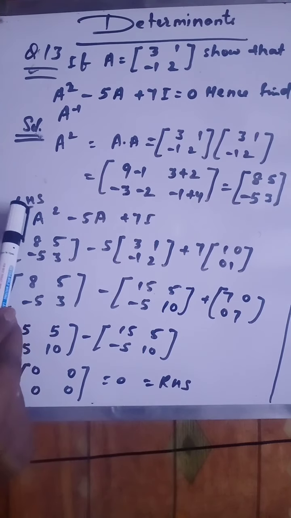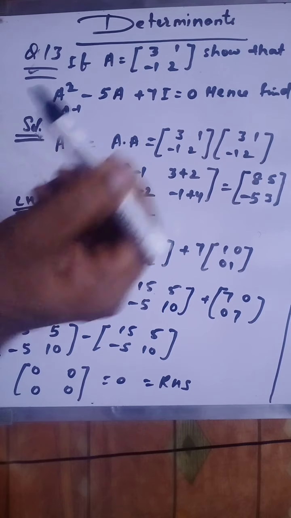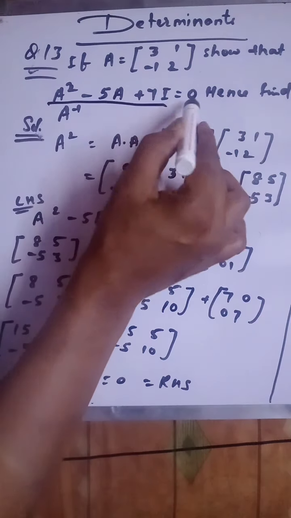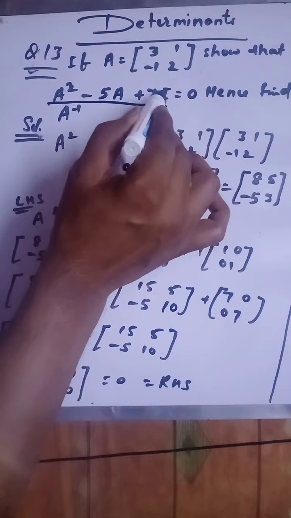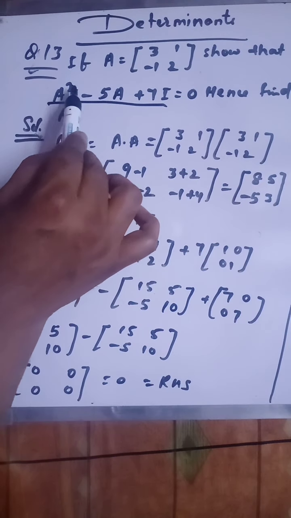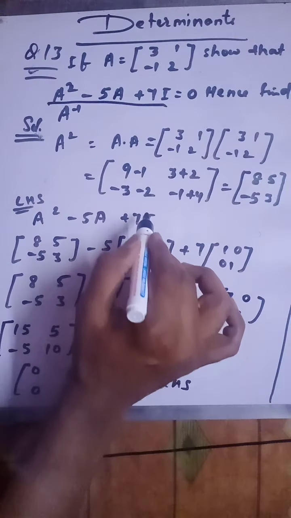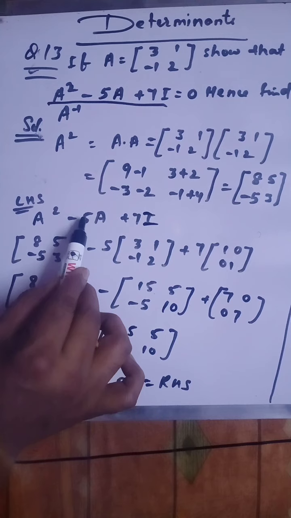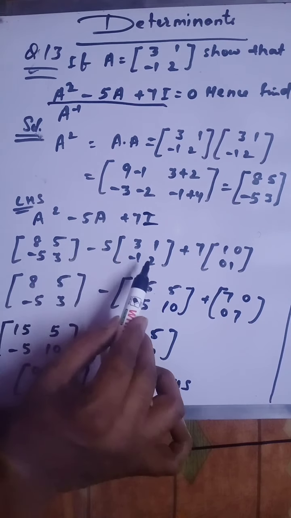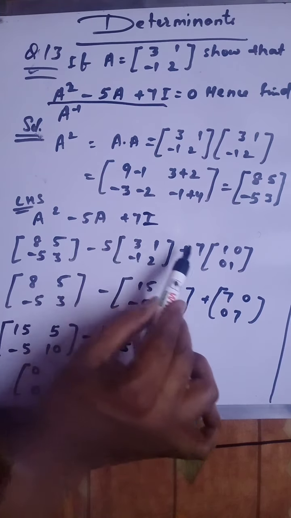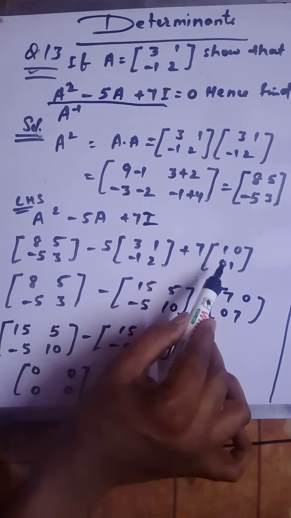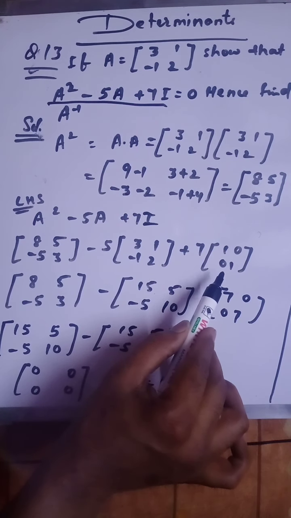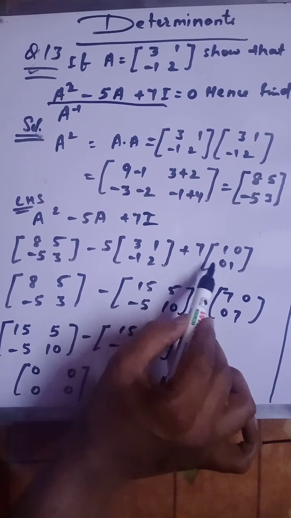Okay, so we are taking the left hand side of this equation. We have to prove this is equal to 0, so we are taking the left hand side. That means here we are taking A square minus 5A plus 7I. So here it is. This is I. This is the value of A square, 5 and 5 will remain the same. Here is the value of A, plus 7, and here I is the identity matrix. So here is the value of the identity matrix.